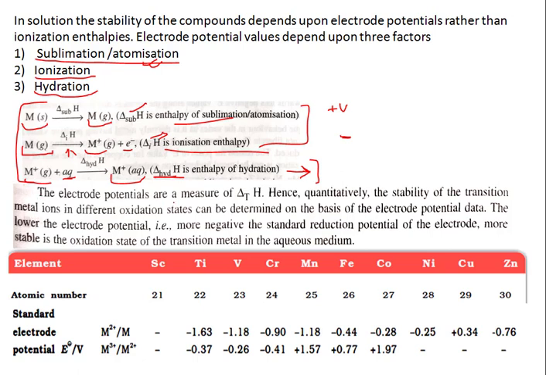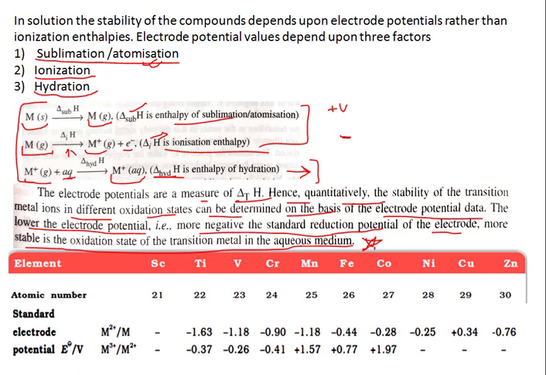So the electrode potentials are a measure of enthalpy change, thermodynamic stability. Hence, quantitatively, the stability of transition metal ions in different oxidation states can be determined on the basis of electrode potential values. Lower the electrode potential value, more negative the standard reduction potential of the electrode, and more stable is the oxidation state of the transition metal in aqueous medium. Very important, you should remember these points. These are very, very important points. Let me draw a star.